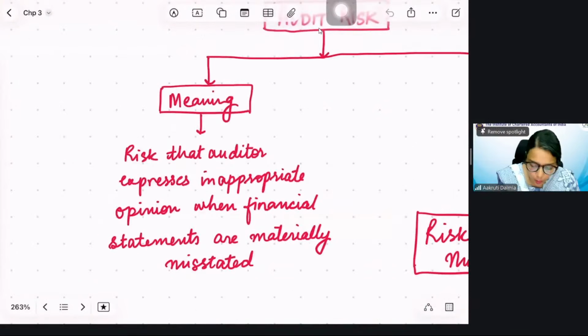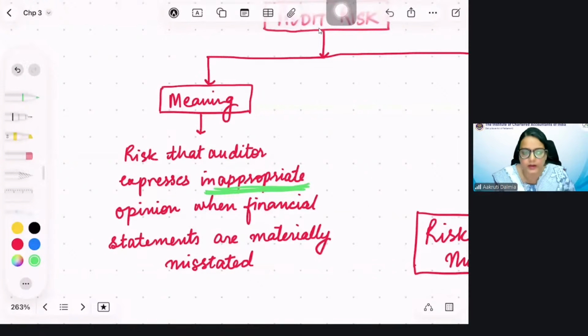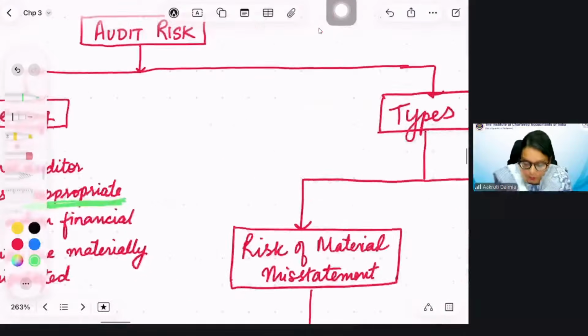Audit risk is the risk of giving an inappropriate audit opinion. Do we ever write a wrong audit opinion? In audit language, we never write a wrong audit opinion. Audit risk means the auditor has expressed an inappropriate audit opinion when the financial statements are materially misstated. It means I said everything is okay, but actually everything is not okay.